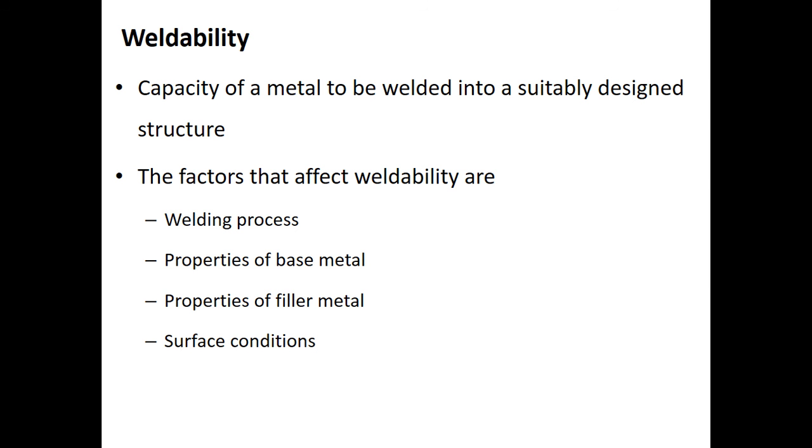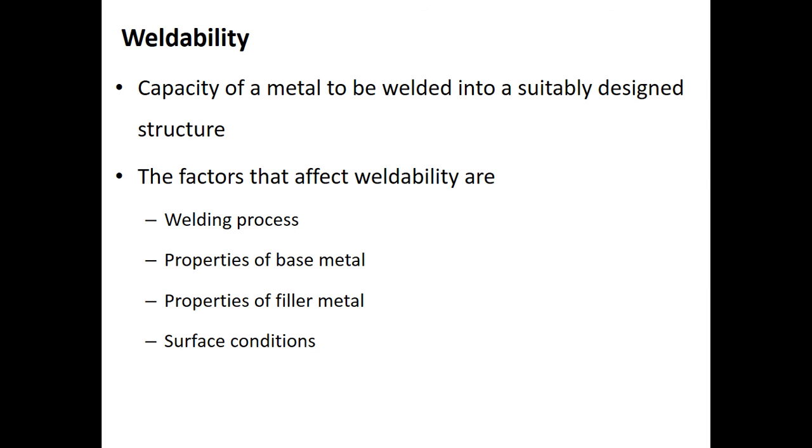That is what is called weldability. So weldability is always associated with a metal. The weldability of copper will be different from steel, different from brass, different from bronze. So what does it represent? It is the capacity of the bronze to be welded to a suitably designed structure, or copper to be welded to a suitably designed structure. That's called weldability. So the weldability of copper, the weldability of steel, is the capacity of that metal to be welded to get a suitable structure.